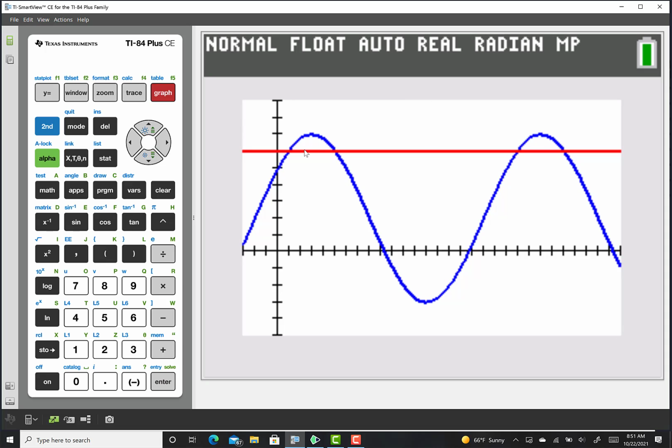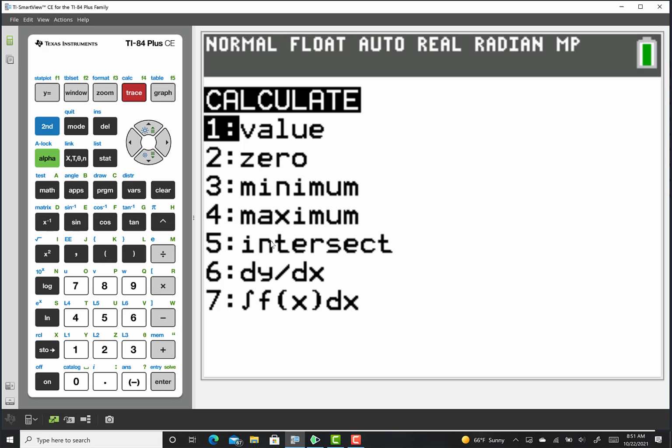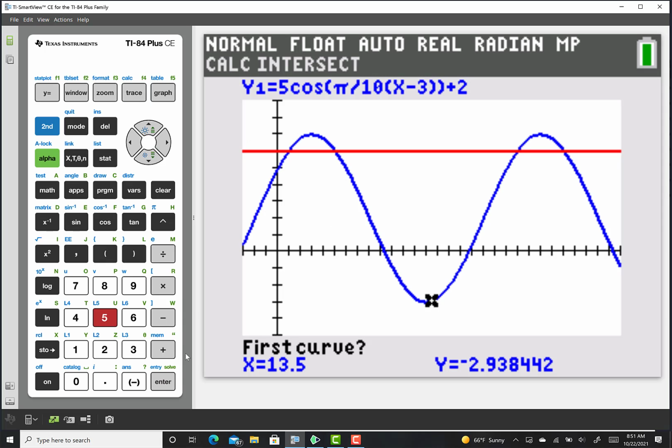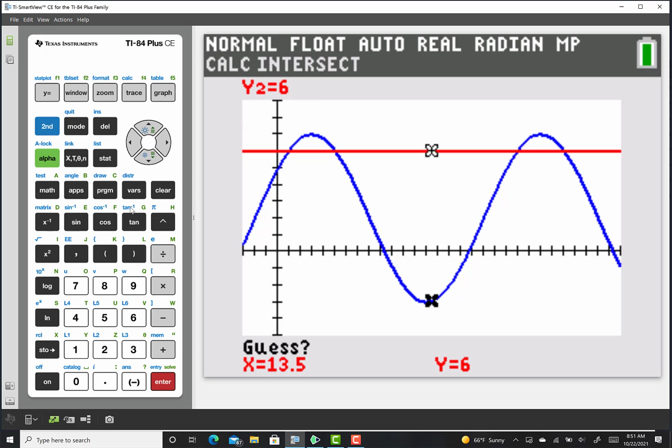So I want these 4 intersections. So here's what we're going to do. I'm going to tell the calculator to calculate it. I'm going to push second, calculate, and then number 5. Enter twice. First curve, second curve. There's only 2 curves. And then when it says guess, you're going to scroll to the one you want first. Scroll to that one. Push enter.